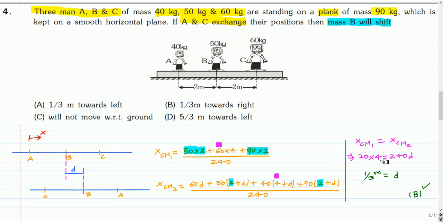So the right side we have these terms 60d, 50d, 40d and 90d that will combine as 240 into d. So from this we get d as 1/3 meter, and the plank is shifting towards right. So the correct option is option B.